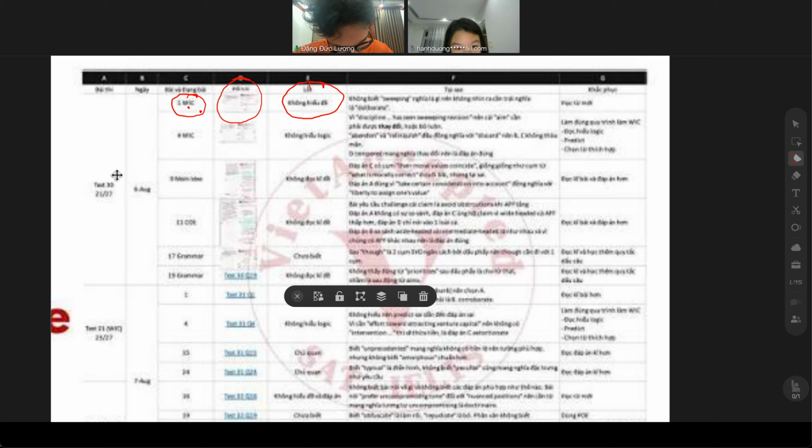Okay, and here they write "không hiểu đề." Do you know what không hiểu đề means? Okay, and they have a column to explain it in more detail. "Tại sao" means why, right? Why, and how they can improve in that column. So basically you get the gist of doing an error log, right?